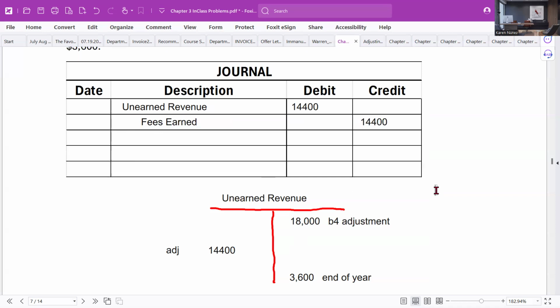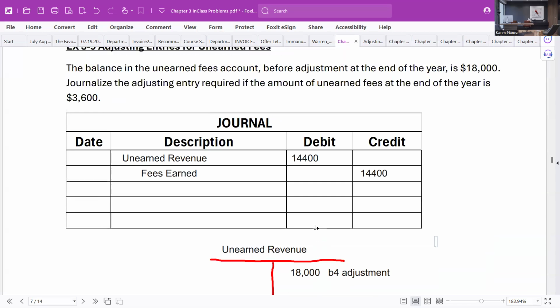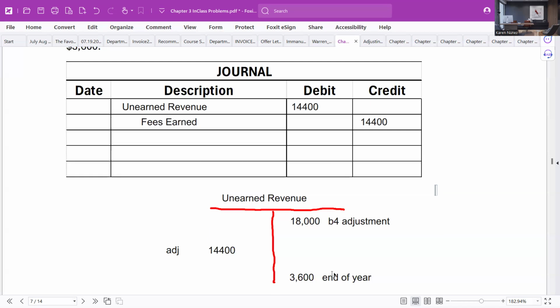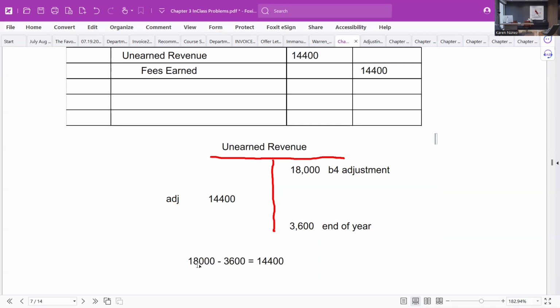So again, unearned revenue, we've got to adjust that account and it has 18,000 in it. Before we make any adjustments, we're told that the amount at the end of the year should only be $3,600. So we've got to adjust for the difference. 18,000 minus 3,600 is $14,400. Okay.